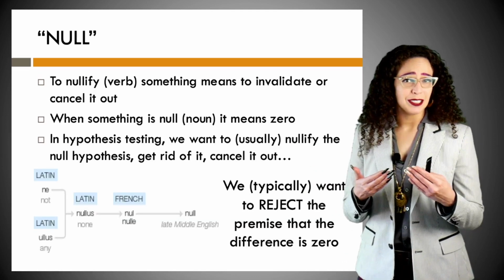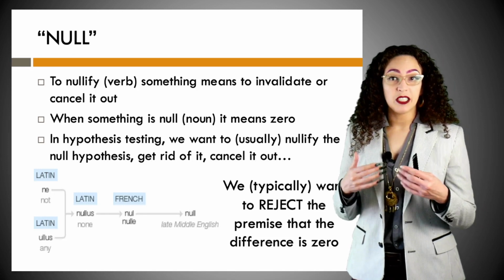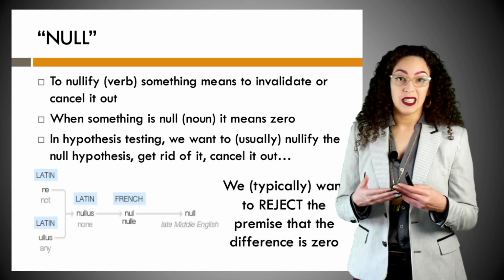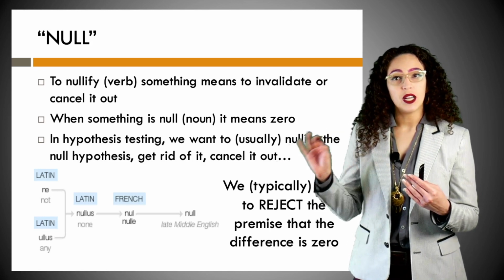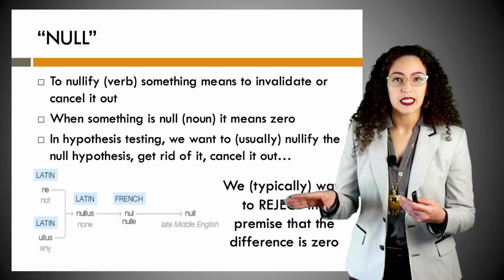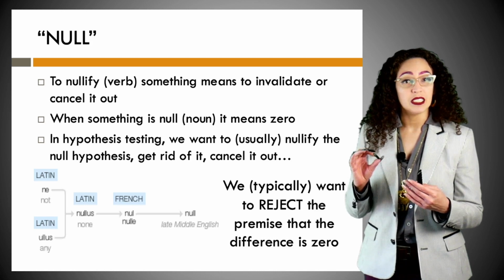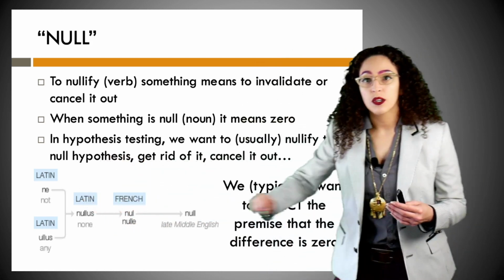Let's have an etymological moment and look at the word null. To nullify something means to invalidate or to cancel it out. When something is null, it means 0. In hypothesis testing, we usually want to nullify the null hypothesis. We want to get rid of it, cancel it out. We typically want to reject the premise that the difference is 0. Here is the evolution of the word null.